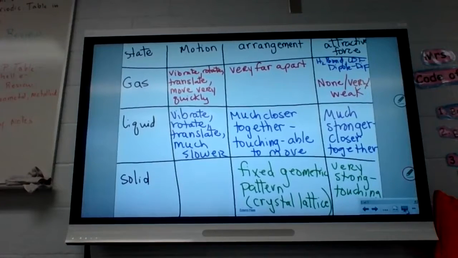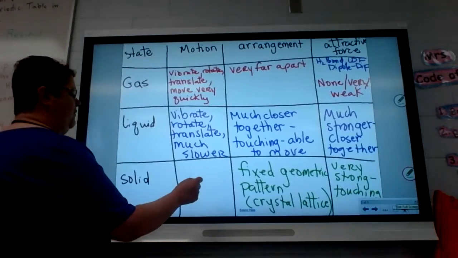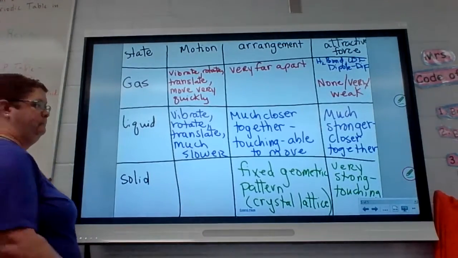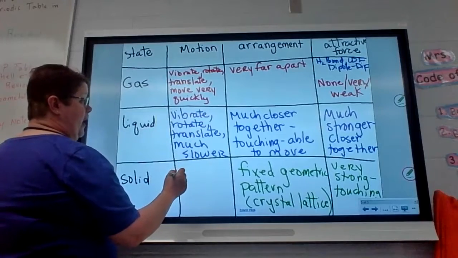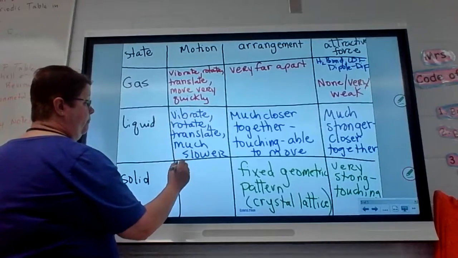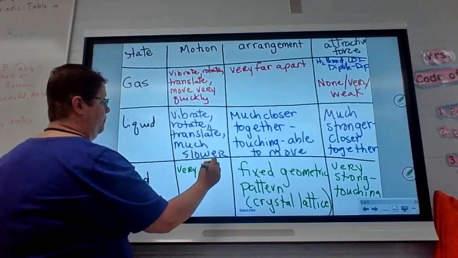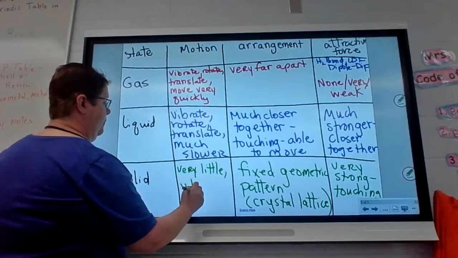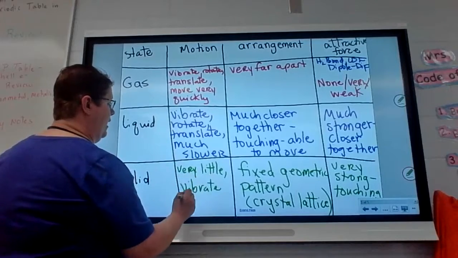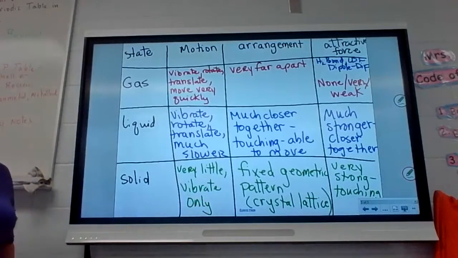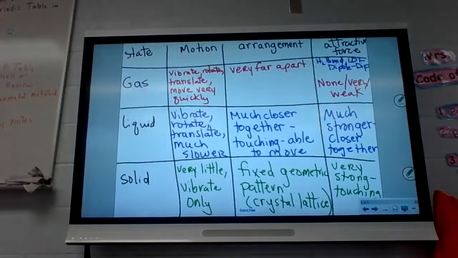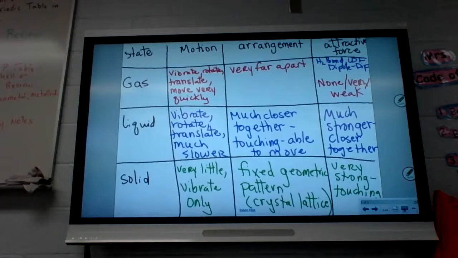I'm calling his mom. All right, before I pull up the picture I just found, what's the motion of a solid? Very little. So what will it do? It will vibrate only. All right. Make sure you write that down because I'm going to pull up the document camera. Can you read it? Very little and vibrate only.